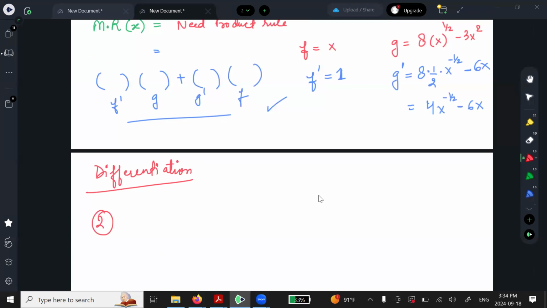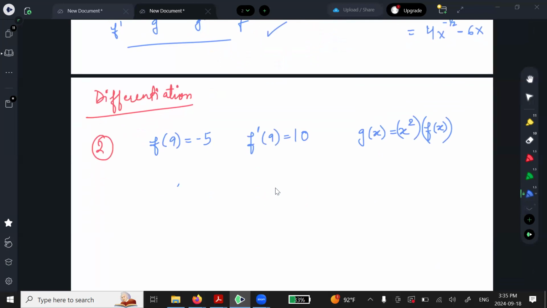So the question, I'm not even copying the question here. f of 9 is negative 5. It's given in the question. f prime of 9 is 10. And what do they tell you? g(x), this is all that's given to you in the question, okay? g(x) is this guy. Can you find g prime of 9?